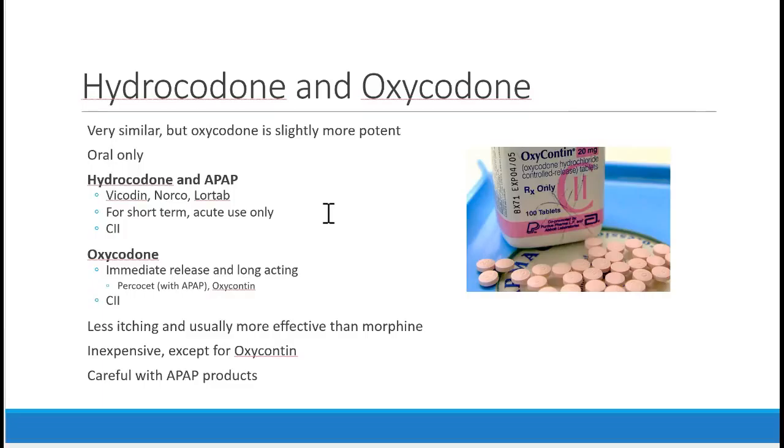What else? Usually a bit less itching and slightly more effective orally than morphine. These products do not come IV, so while morphine does, these products are oral only. They're fairly inexpensive too, with the exception of OxyContin. OxyContin is probably the one everyone's heard of. It's the long-acting form of oxycodone. And there's a whole bunch of debate on that whole product too.